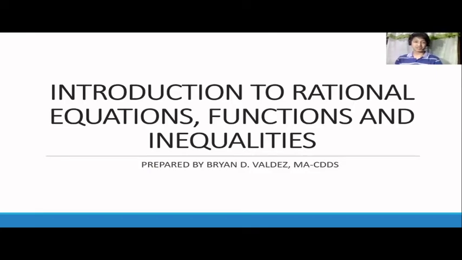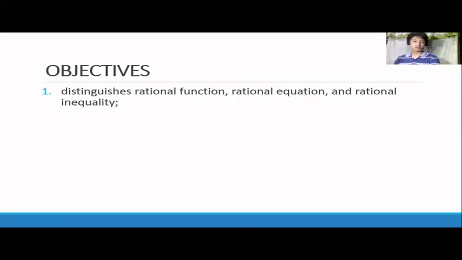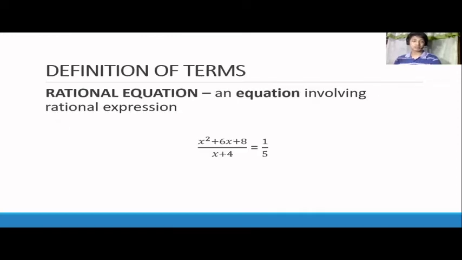Good day, everyone. So, for today, our topic is about introduction to rational equations, functions, and inequalities. This is the objective: distinguish rational function, rational equation, and rational inequality. These are the definition of terms.